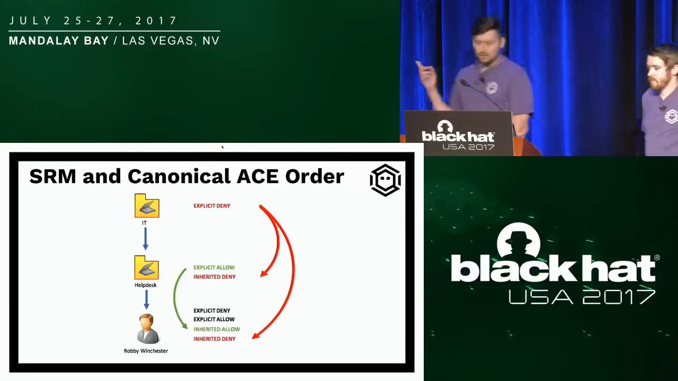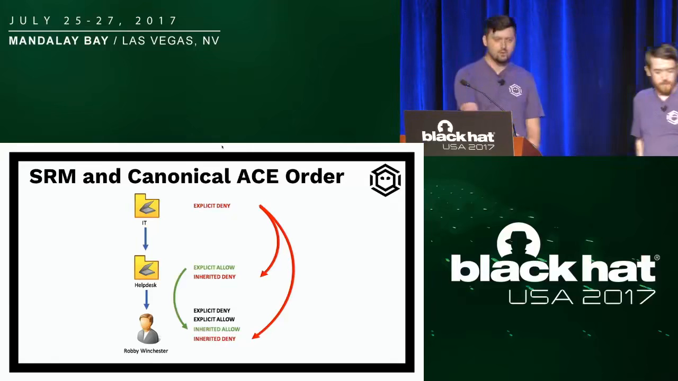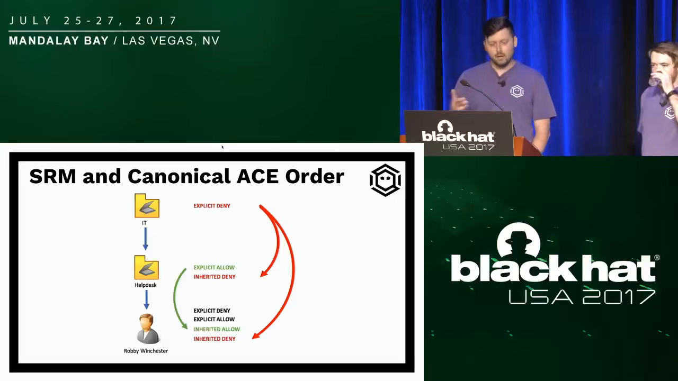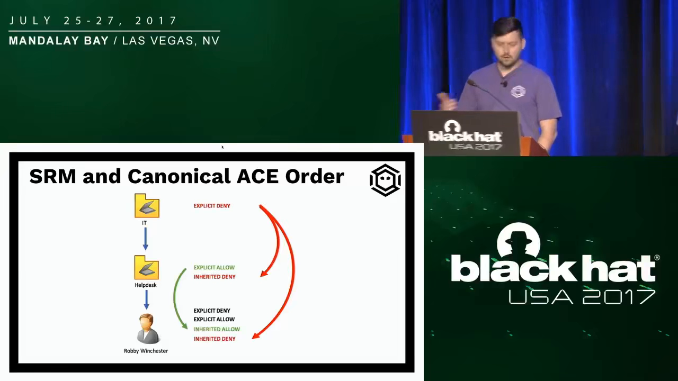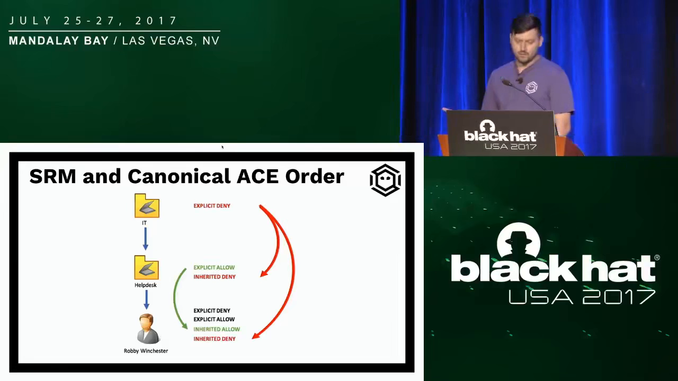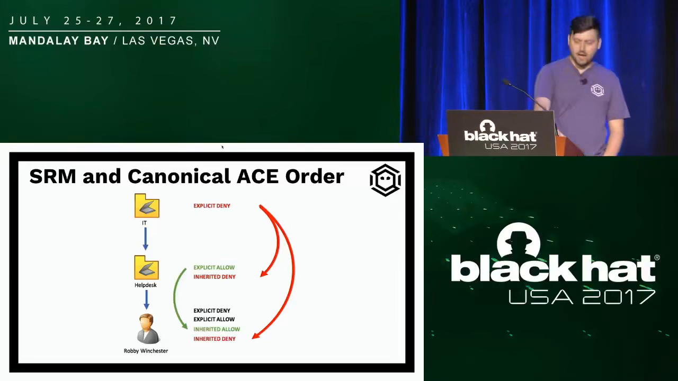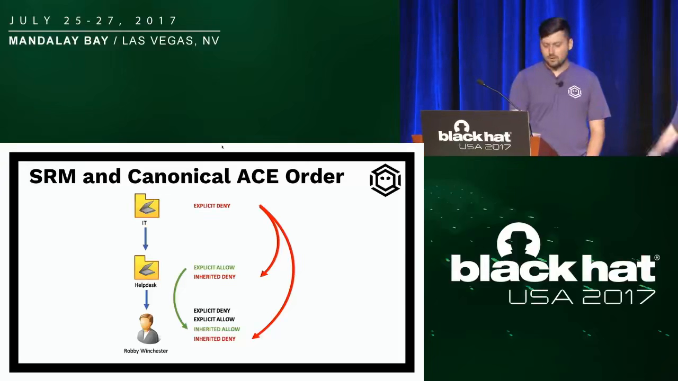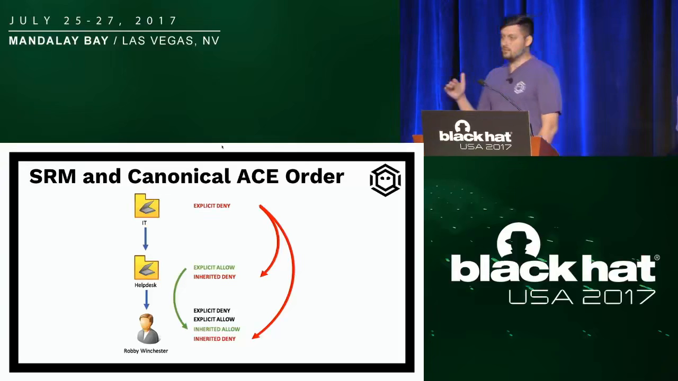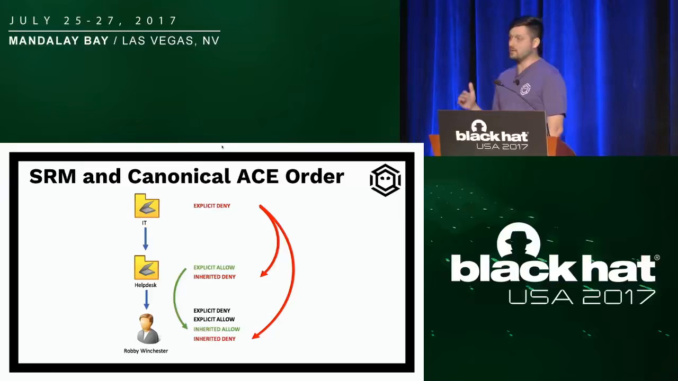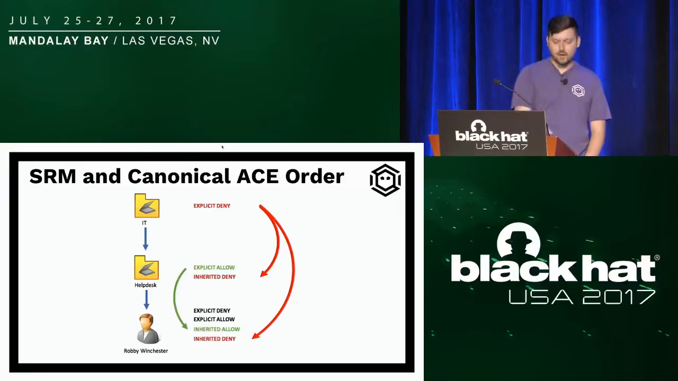So let's take a look at this example. We have this OU here called IT. Under there is an OU called help desk, and under there is a user called Robbie Winchester. I'm going to put an explicit deny on this IT OU, an explicit deny for full control, let's say, for example. That's going to inherit down to the OU under there, and on the OU there, it's going to be reflected as an inherited deny. It's also going to inherit down to the user, and it's also going to show up there as an inherited deny.